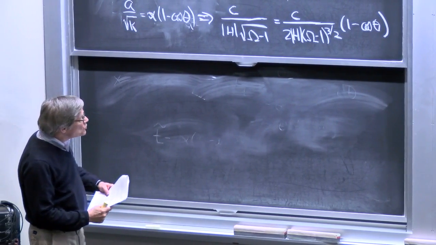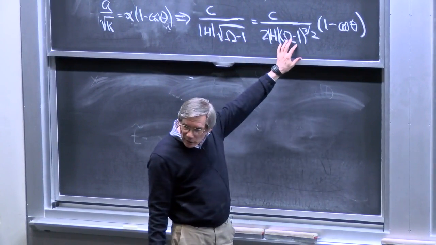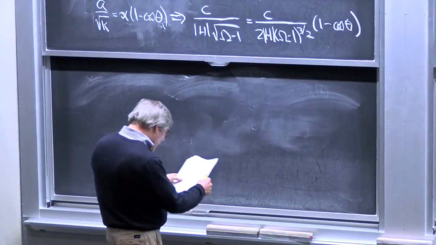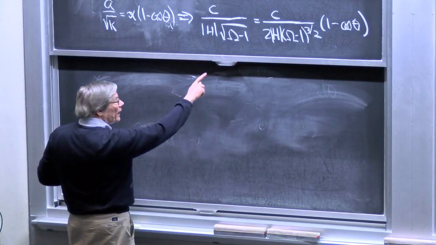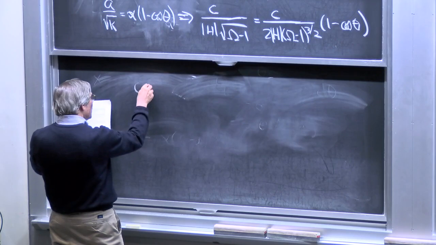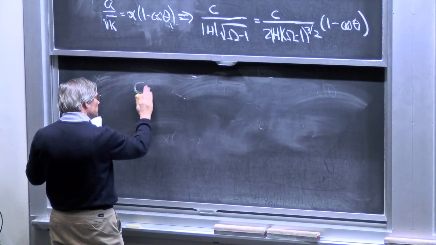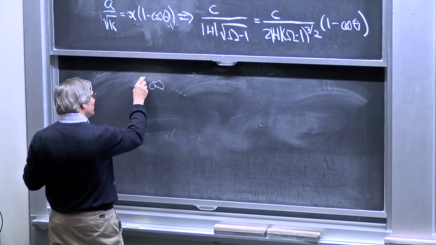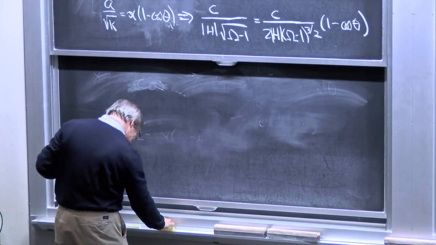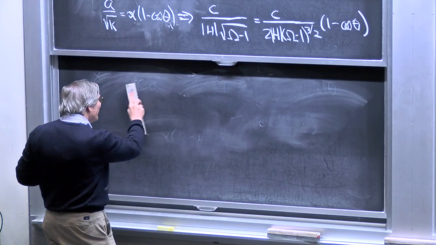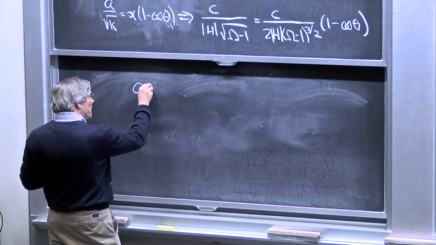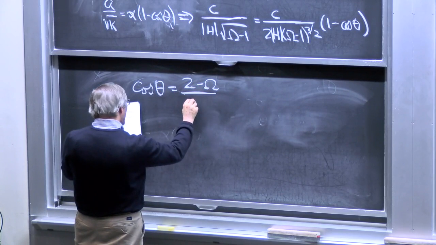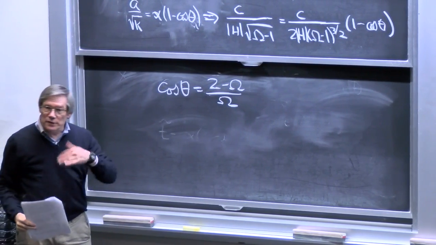And now we've had to survive some boring algebra. But notice that now most things cancel away here. We get a very simple relationship between theta and h and omega, actually just omega. In particular, when we solve that, we get simply that cosine theta is equal to 2 minus omega over omega.